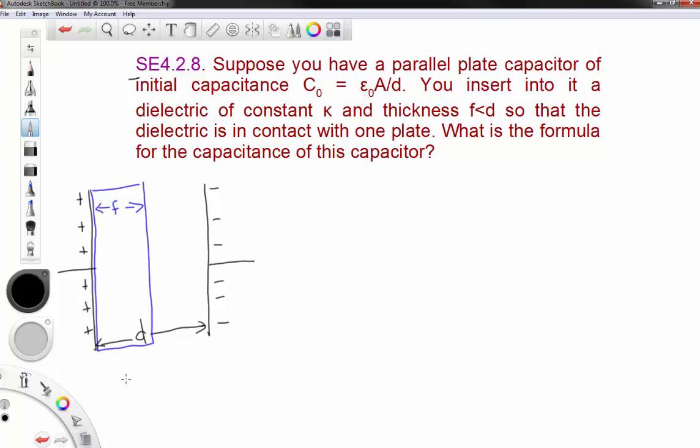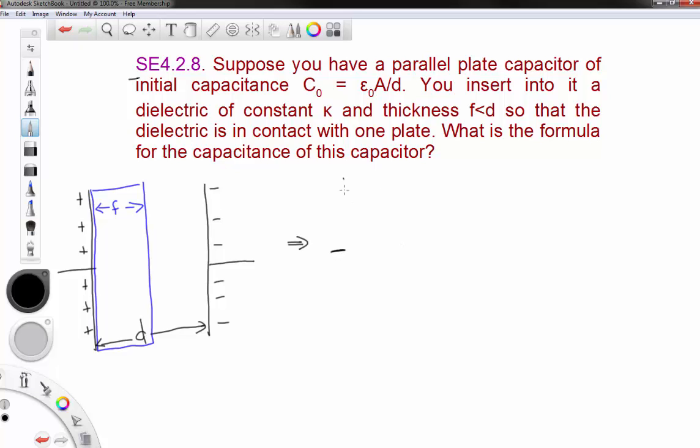So how is it that we solve this? Well, one possible way to solve it, because I haven't really told you at this point how to go about solving for what happens if you have a dielectric whose thickness does not fill the entire space. The equations we've been working with so far have basically assumed that you've filled the entire space between the two plates. So here, by not filling it, we can do something like this.